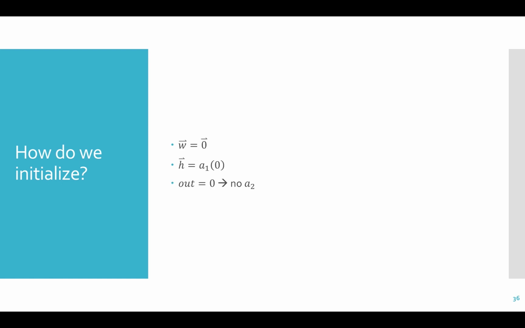If we assume we have a nonlinear activation at the hidden nodes, but not at the output, then we get the following. Each hidden node will have the same value because all weights are 0 and the dot product of w and x is 0. So the hidden units will all have the value of A sub 1 of 0. And out will have a value of 0 since the dot product of h with w2 will be 0.